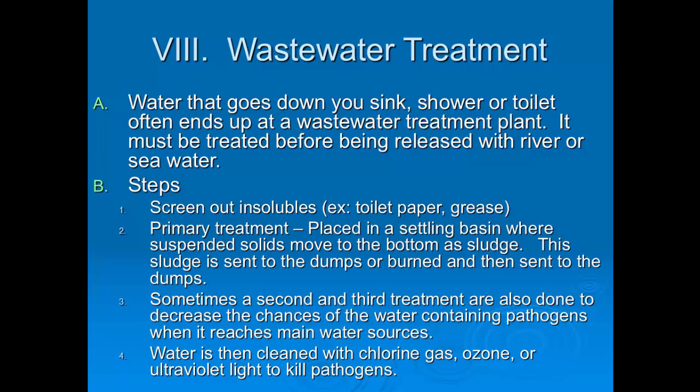And then sometimes a second or third treatment is also done to decrease the chances the water is containing pathogens when it reaches a main water source. They clean it with chlorine gas, ozone, or ultraviolet light to kill the pathogens that are in it.